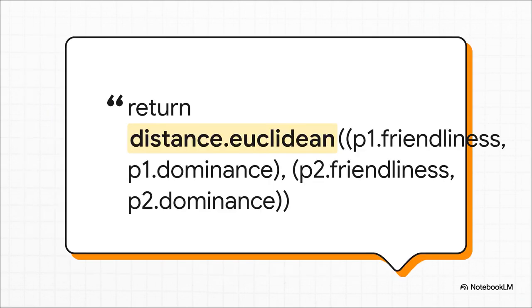And here's the exact code that makes it happen, pulled right out of the company's service.py file. It's just so clean. It takes in 2 personality objects, plugs their friendliness and dominance coordinates into this distance.euclidean function, and it spits out a single number. And here's the magic. The closer those 2 personalities are on the map, the smaller that number will be.